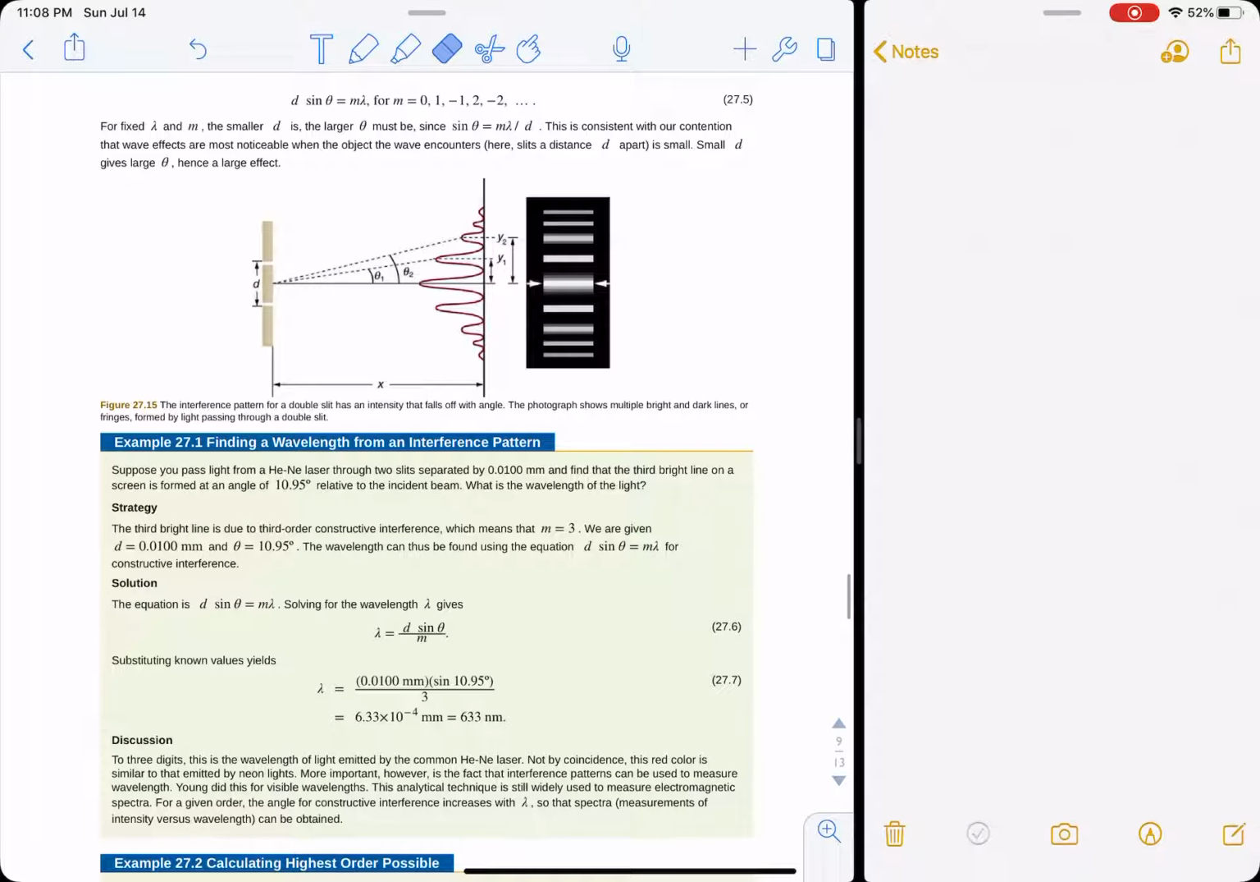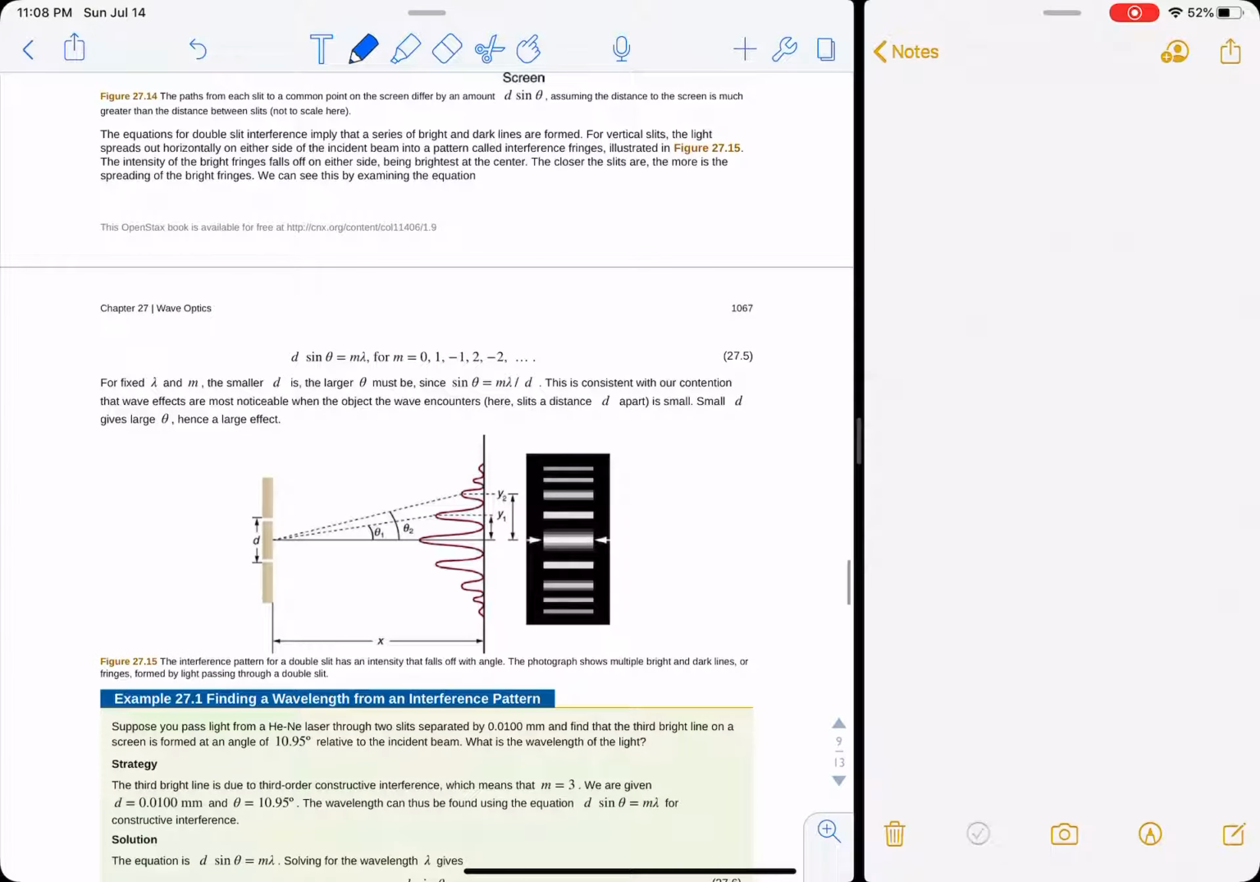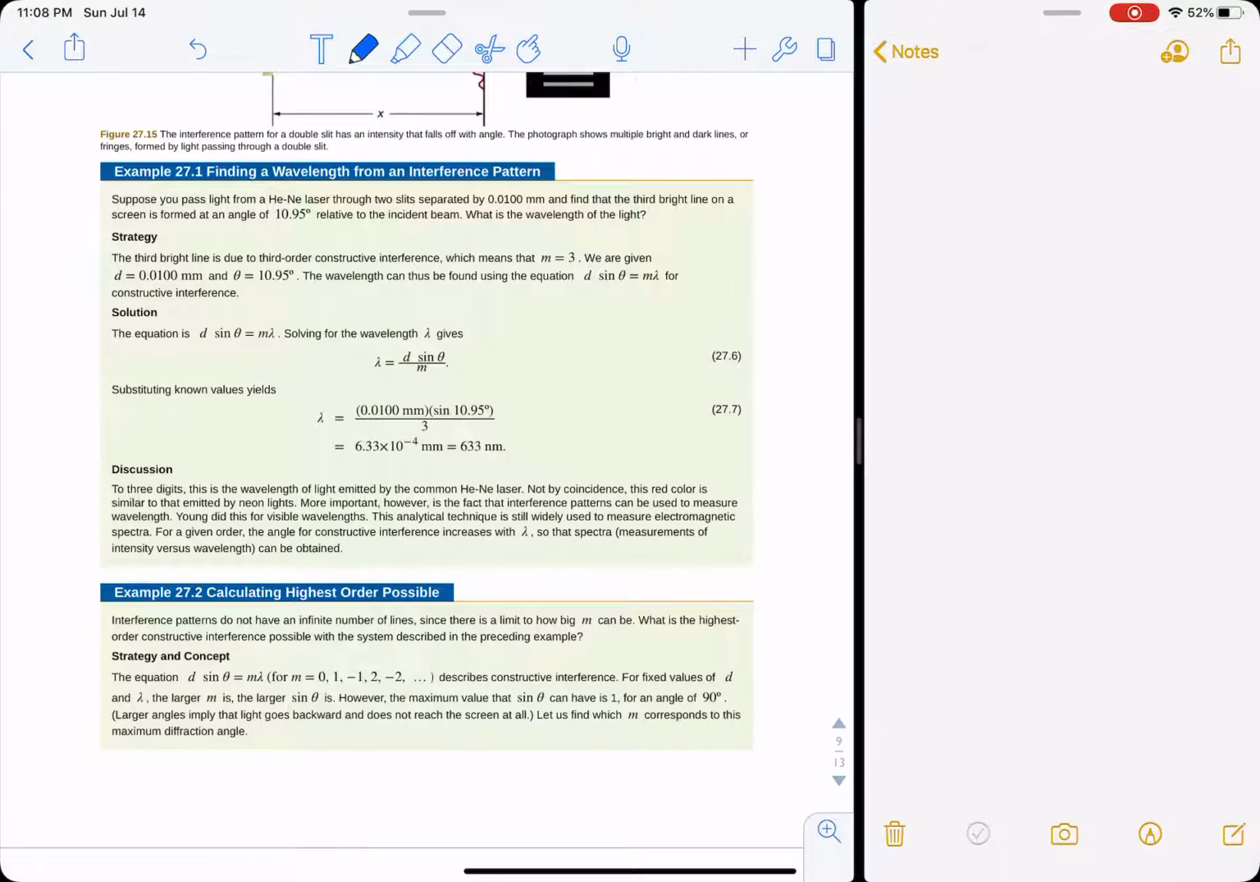Okay, and so this is another way to draw it. You've got the distance to the screen, the angle up to the screen, y here, there's your triangle, the separation d between the two slits, that gives you the pattern, the bright, dark fringes. And so, here's an example. Suppose the slits are this far apart, the angle's up to there, what is the wavelength of the light? You just say the wavelength is d sine theta over m, and we're talking about the third bright line, so we put 3 in for m, and you get 633 nanometers.